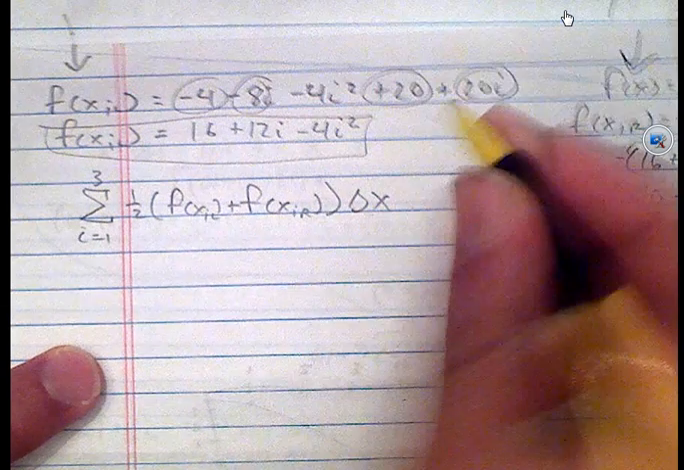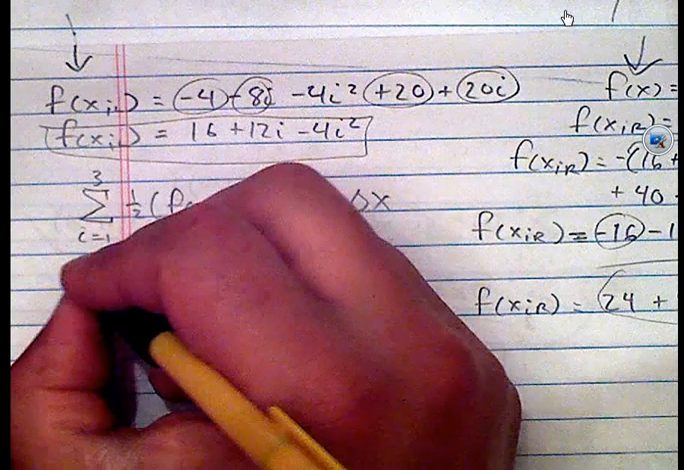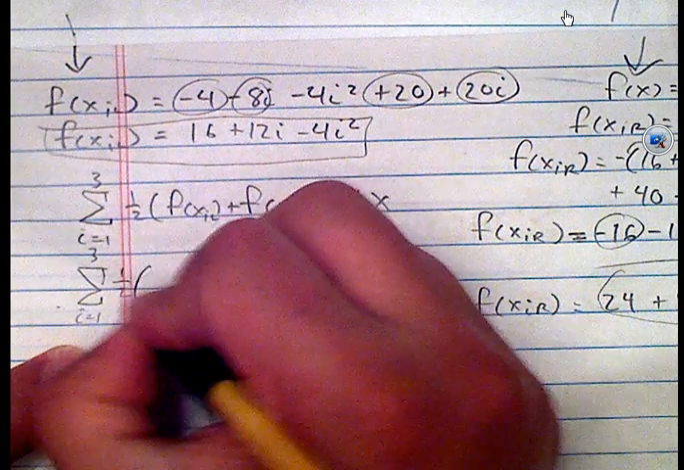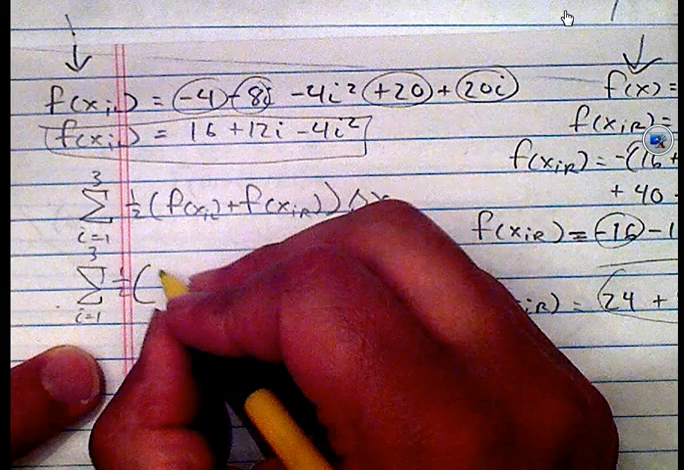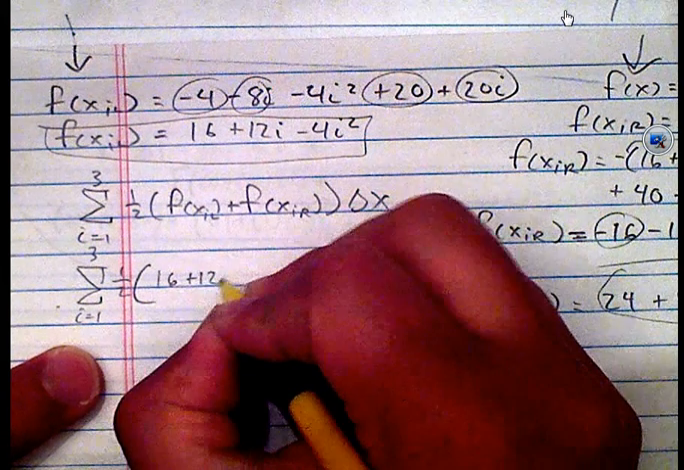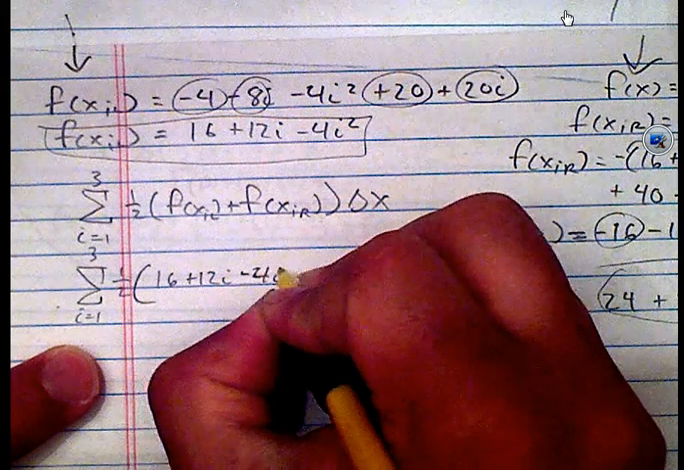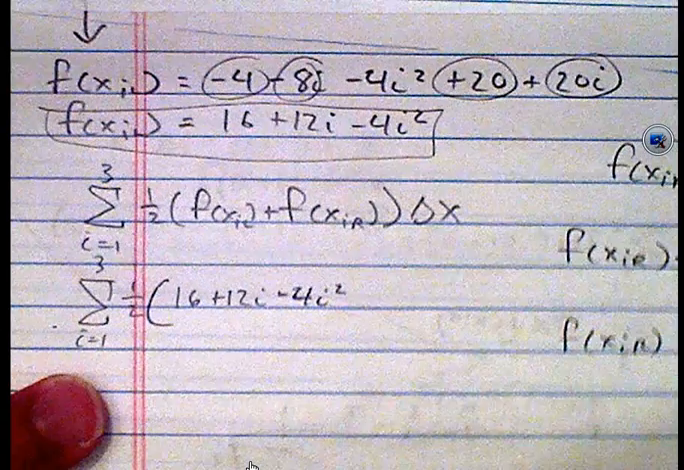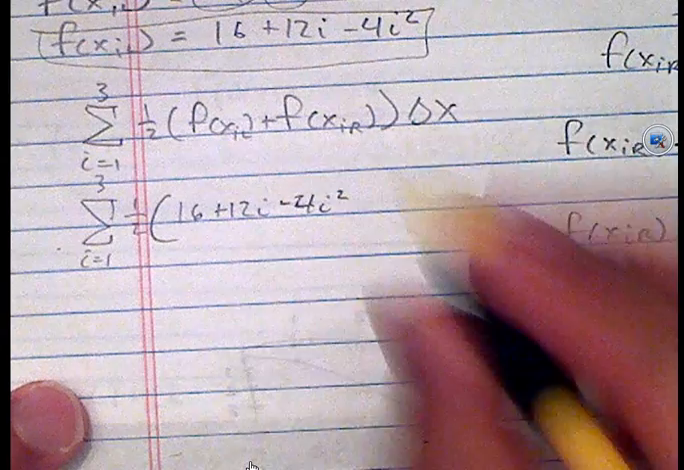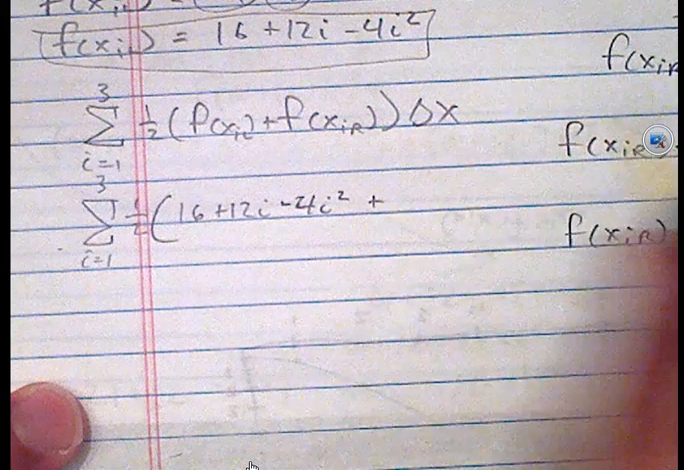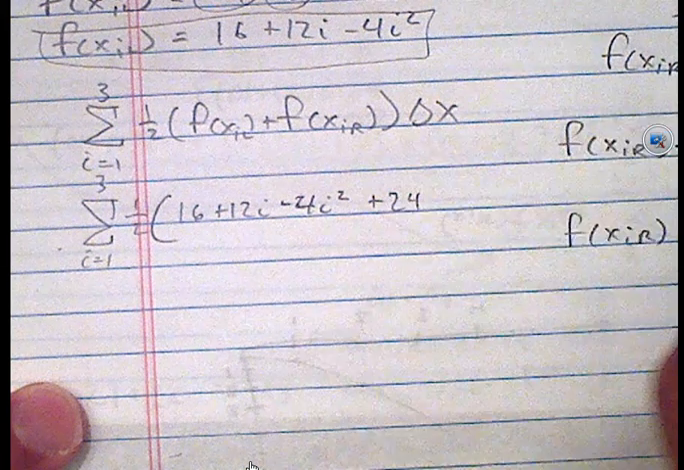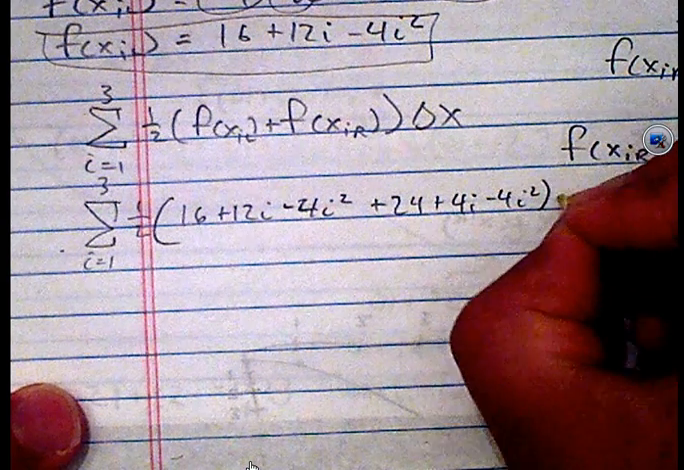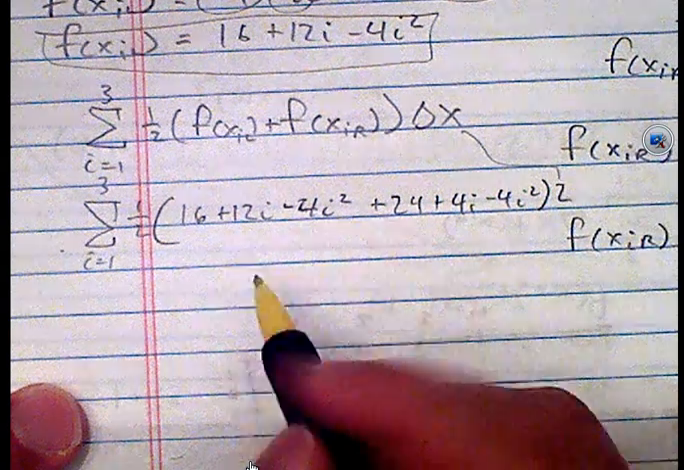Well, we know what delta x is, so that's summation I equals 1 to 3 of 1/2 f of x of IL is 16 plus 12i minus 4i squared. Let me go ahead and zoom in here because I'm done with that other part. And then plus f of x of IR, 24 plus 4i minus 4i squared. And delta x was 2. Now I combine like terms, 16 and 24 make 40.